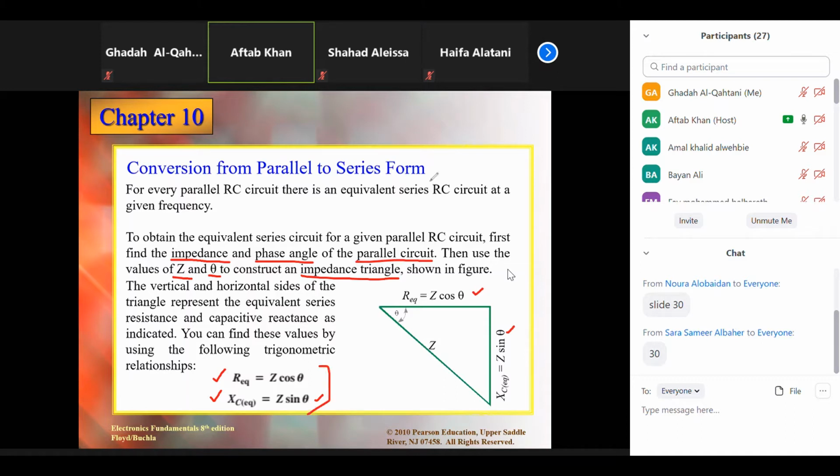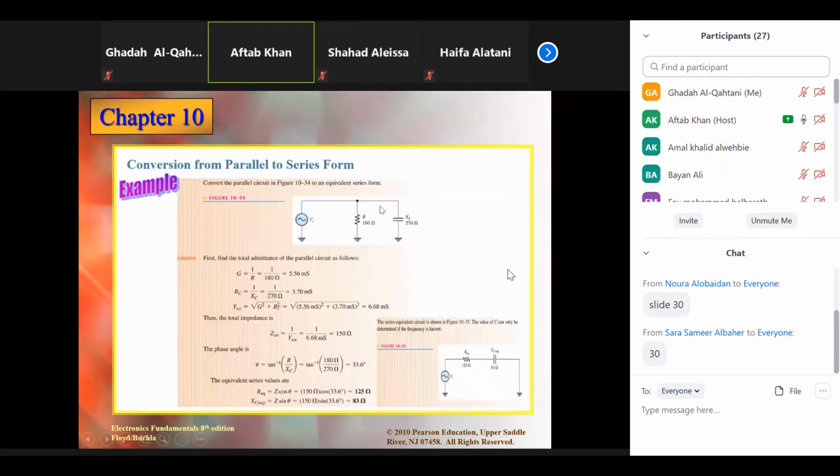Okay, so let's have an example of how the question comes and how we can solve it. We are given a parallel circuit, and now they are asking to convert the parallel circuit to obtain the equivalent series form. As I just told you, first of all we need to calculate Z, then we need to calculate theta, then we need to apply the two formulas which were written on the back side. So how can we find the Z?